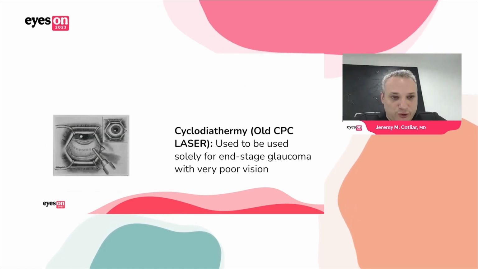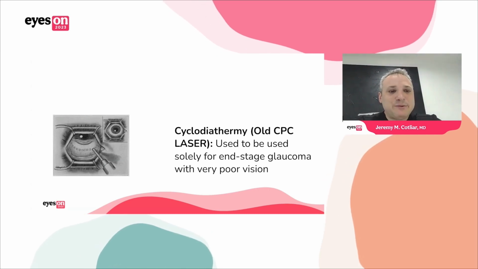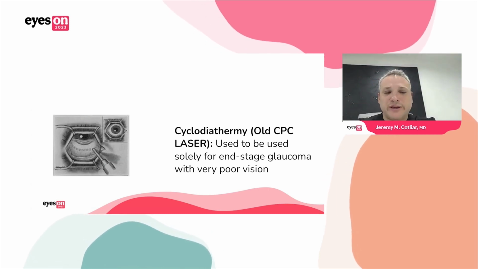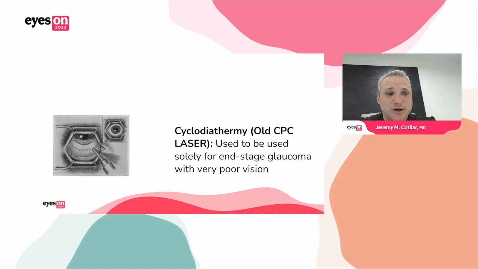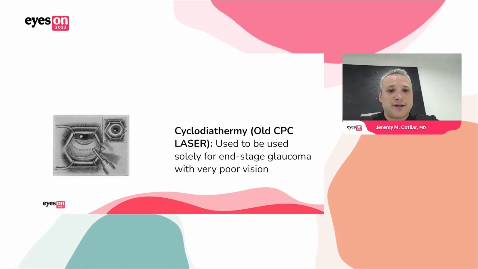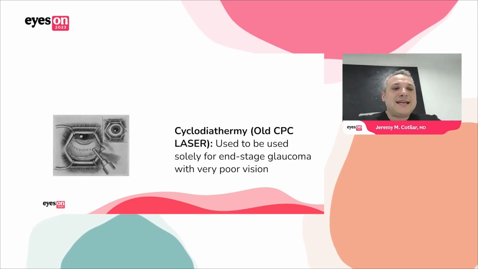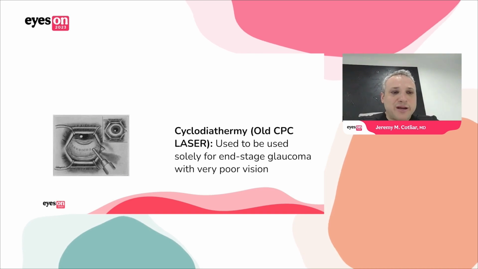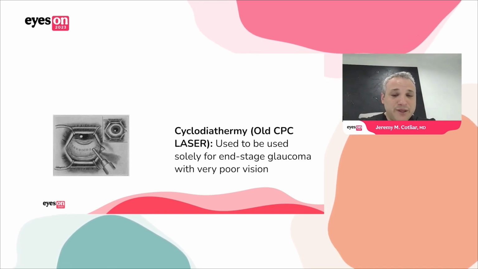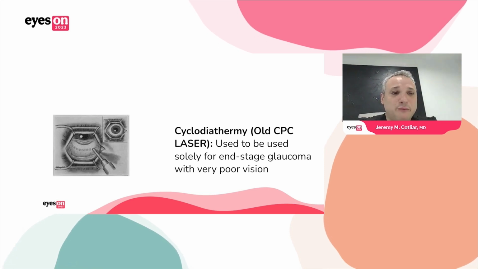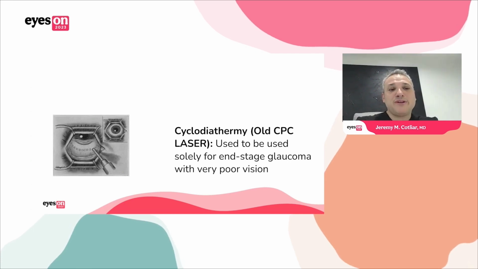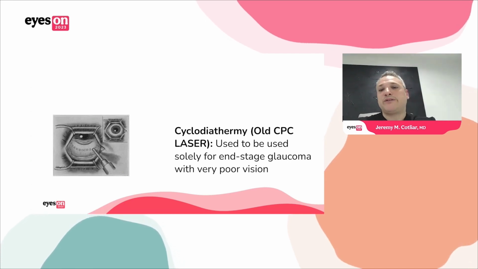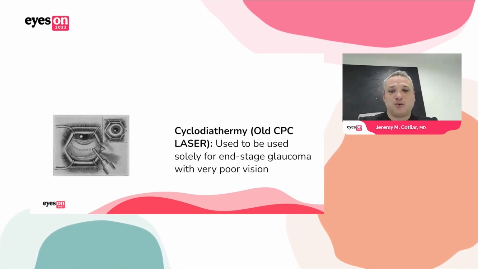This version of a laser was done way back in the day, and it was only really used for end-stage refractory glaucoma, where the patients lost most of their vision and nothing else has worked. And this is a last-ditch effort to lower the intraocular pressure. So this is cyclodiathermy, or the old CPC laser. It's a pretty barbaric procedure, really requiring retrobulbar anesthesia, as it's very painful. The ciliary body in particular is very painful. And the point of it is to ablate the anterior ciliary processes through the sclera. And as we said before, it was only used for end-stage glaucoma with very poor visual potential and very poor vision.